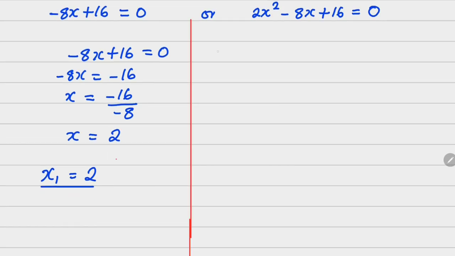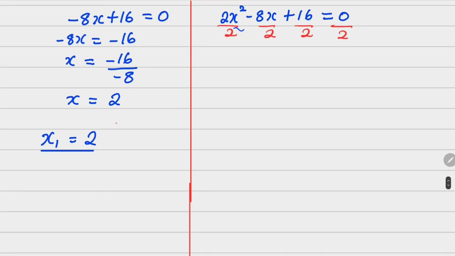Now check this out. Having 2x squared minus 8x plus 16 is equal to 0. If you're sensitive enough, you understand that we can reduce this equation by dividing all through by 2, just to make it simpler. That is the aim, to make everything easier. So you can see this cancels out. I'm going to have x squared minus 4x plus 8 is equal to 0.